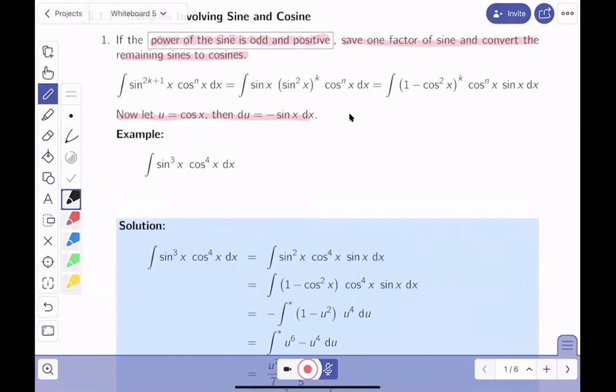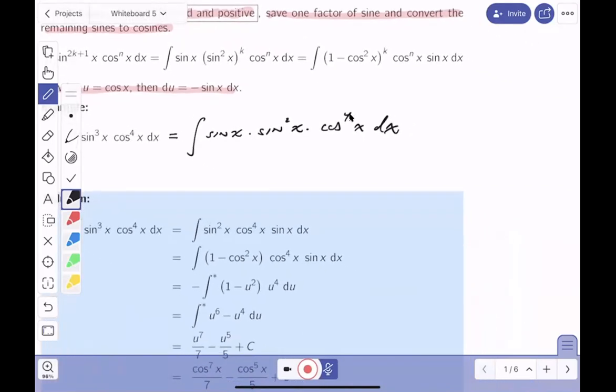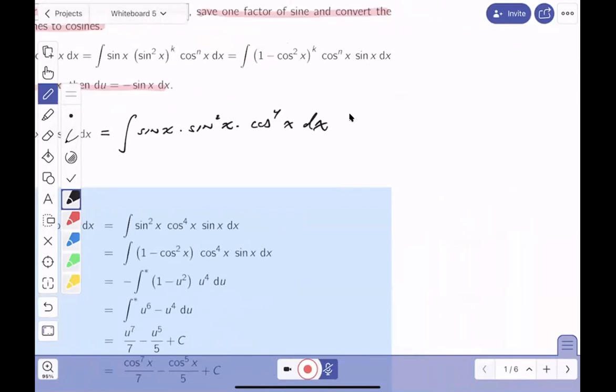So the first example is where the sine's power is odd and positive. It is. So what am I going to do? I'm going to do what they say. They say save one factor of the sine and convert the remaining sines to cosines. So let me do that for you. I'm going to save one factor of the sine, and that means I have a remaining factor of sine squared. Then we have cosine to the 4th, right? So what they say is save one factor of the sine and convert the rest to cosine. Let me put that down for you.